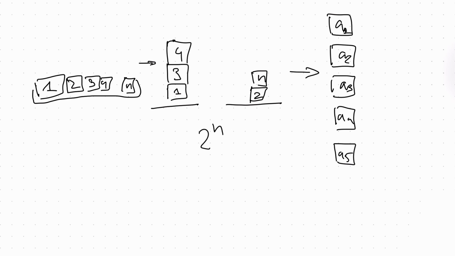To put the container A1 on the truck, we need to make it the top one of the stacks. For example, if we need to move container 3 in this way, we need to first move container 4 to another stack.